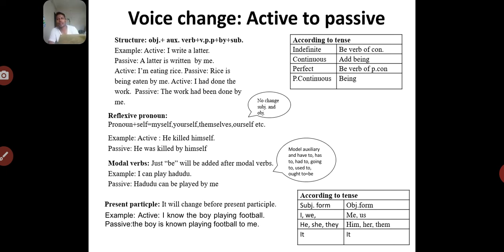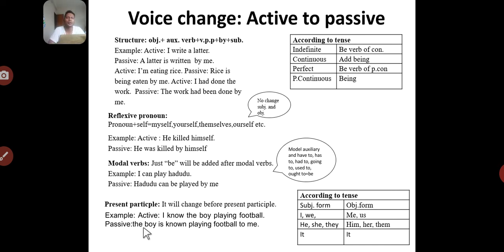So for example, I can play hadodo. Here we get a modal verb, can. So you will use just be after the modal verb, and we will follow the same principal structure. So hadodo can be played by me.